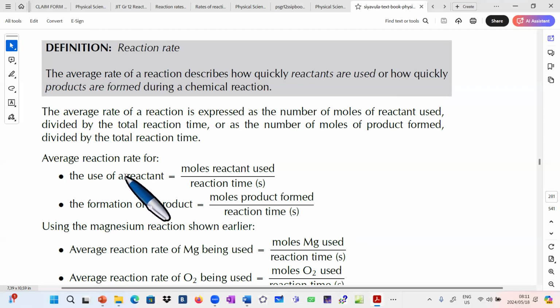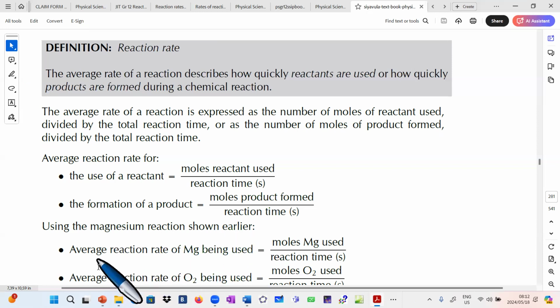We look at these two formulas that we can use, and we have the potential to choose which one to use. The average reaction rate for the use of a reactant means we are dealing with the moles of reactant used divided by the reaction time in seconds. Or we decide we don't want to look at the use of a reactant; we want to look at the formation of a product. So we look at the moles of product formed divided by the reaction time. What do we make of these ourselves? We introspect, but very cautiously, using the magnesium reaction shown earlier.